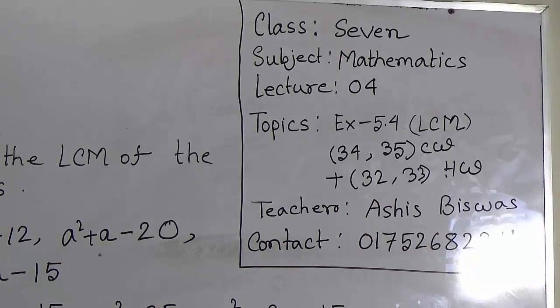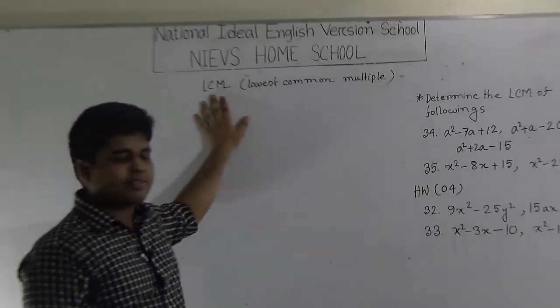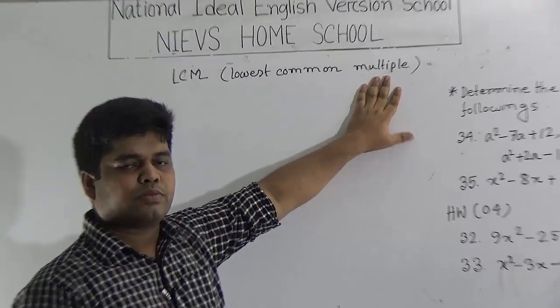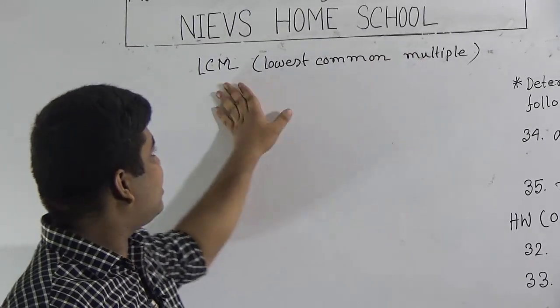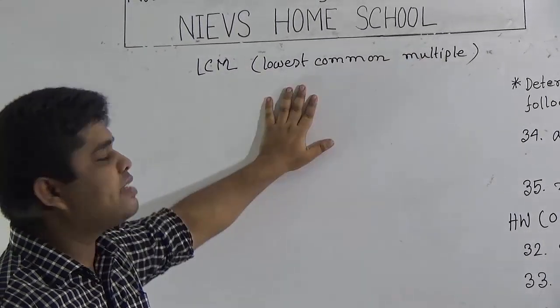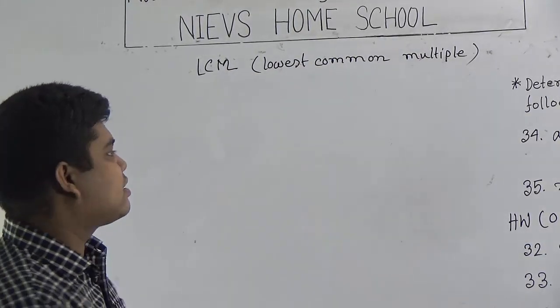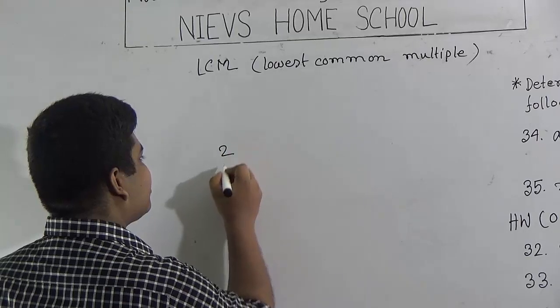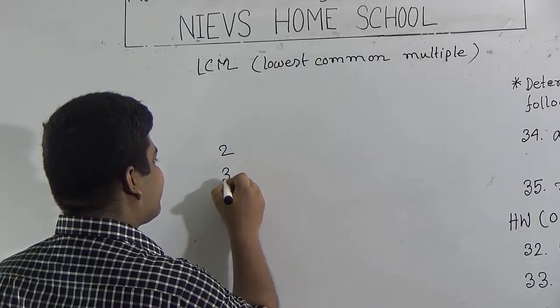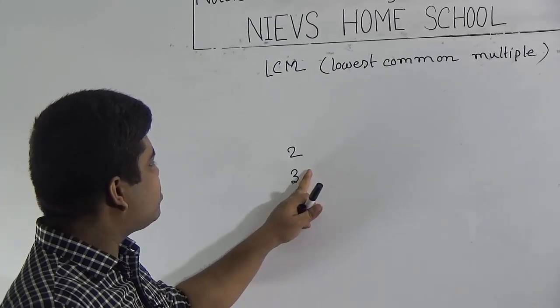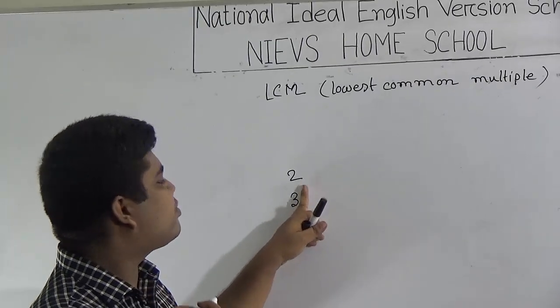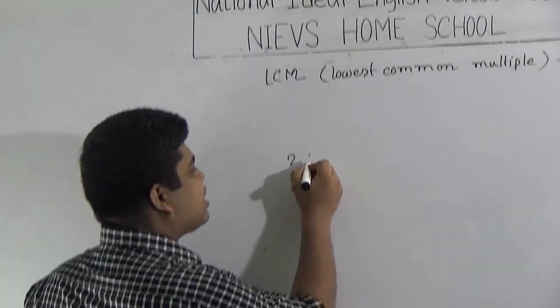LCM. What do you mean by LCM? LCM means lowest common multiple. In arithmetic, we shall find the LCM by finding out the multiples of numbers such as 2, 3. Suppose we want to find out the LCM of 2 and 3. What is the multiple of 2?